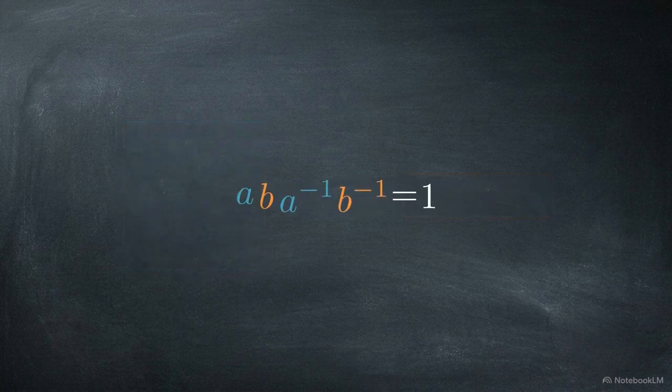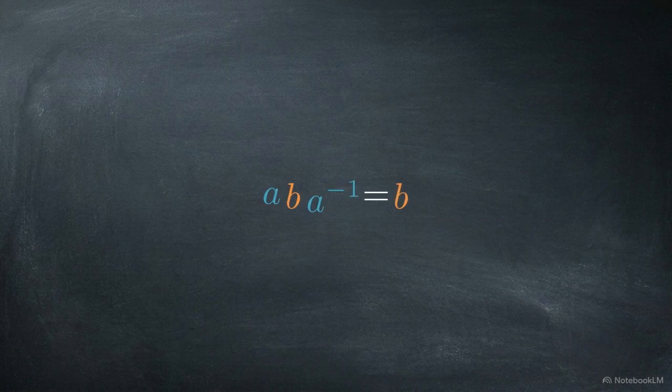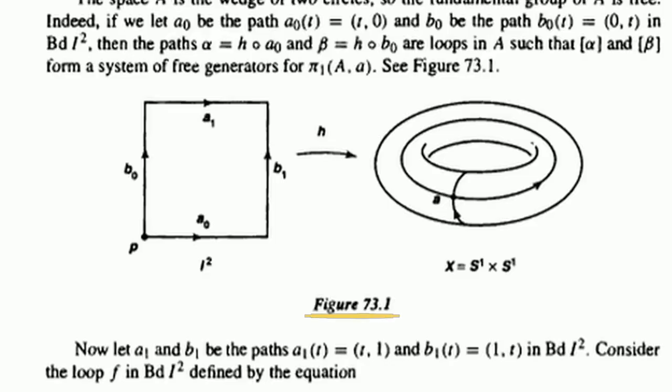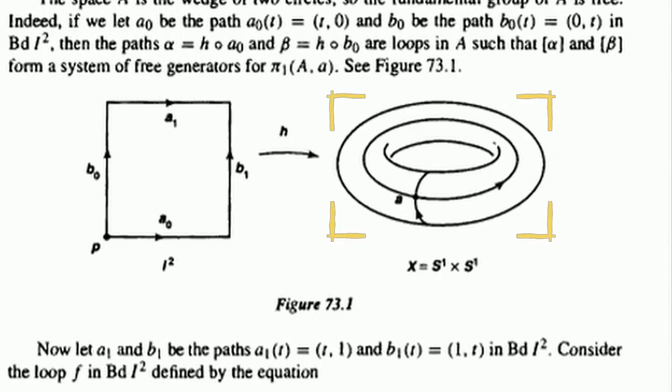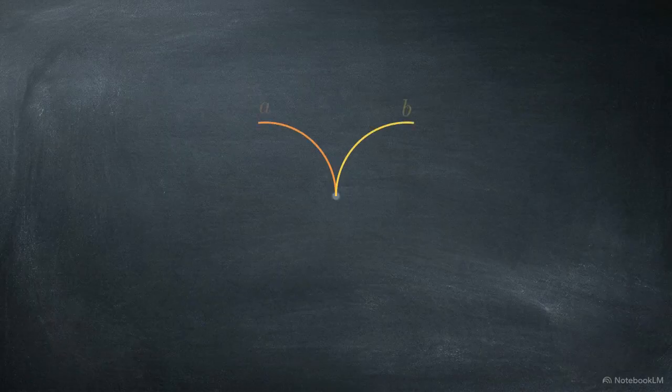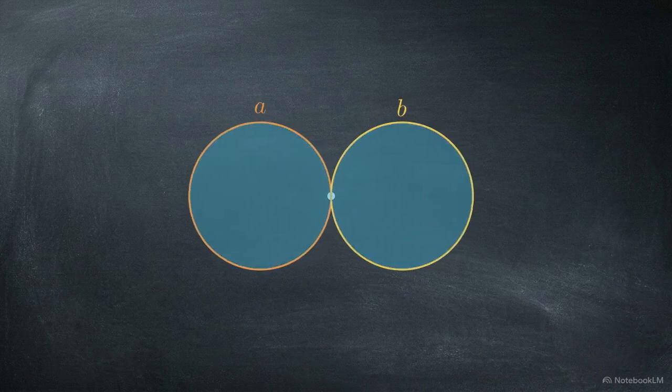This gives us an immediate algebraic consequence. Setting this equal to 1 is mathematically identical to stating that AB equals BA. Here, in figure 73.1, we see the resulting shape. Gluing the edges of a flat square in this exact configuration creates a torus, which is the surface of a donut. Our original free group on two generators has now been quotiented.